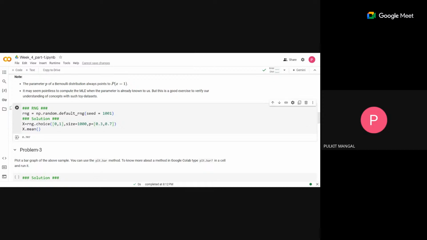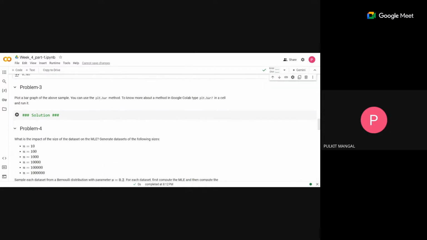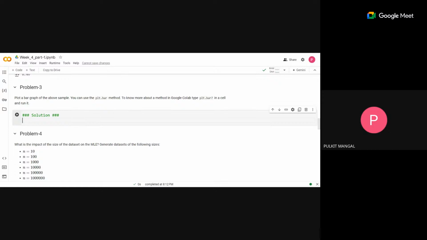No? Okay, let's move to our plot problem 3. Here we have to plot things. You have to plot the bar graph of the above sample. You can use plt.bar for this. Now, Colab provides a very good way. Sometimes you will forget how some function or some argument works. So what can you do?